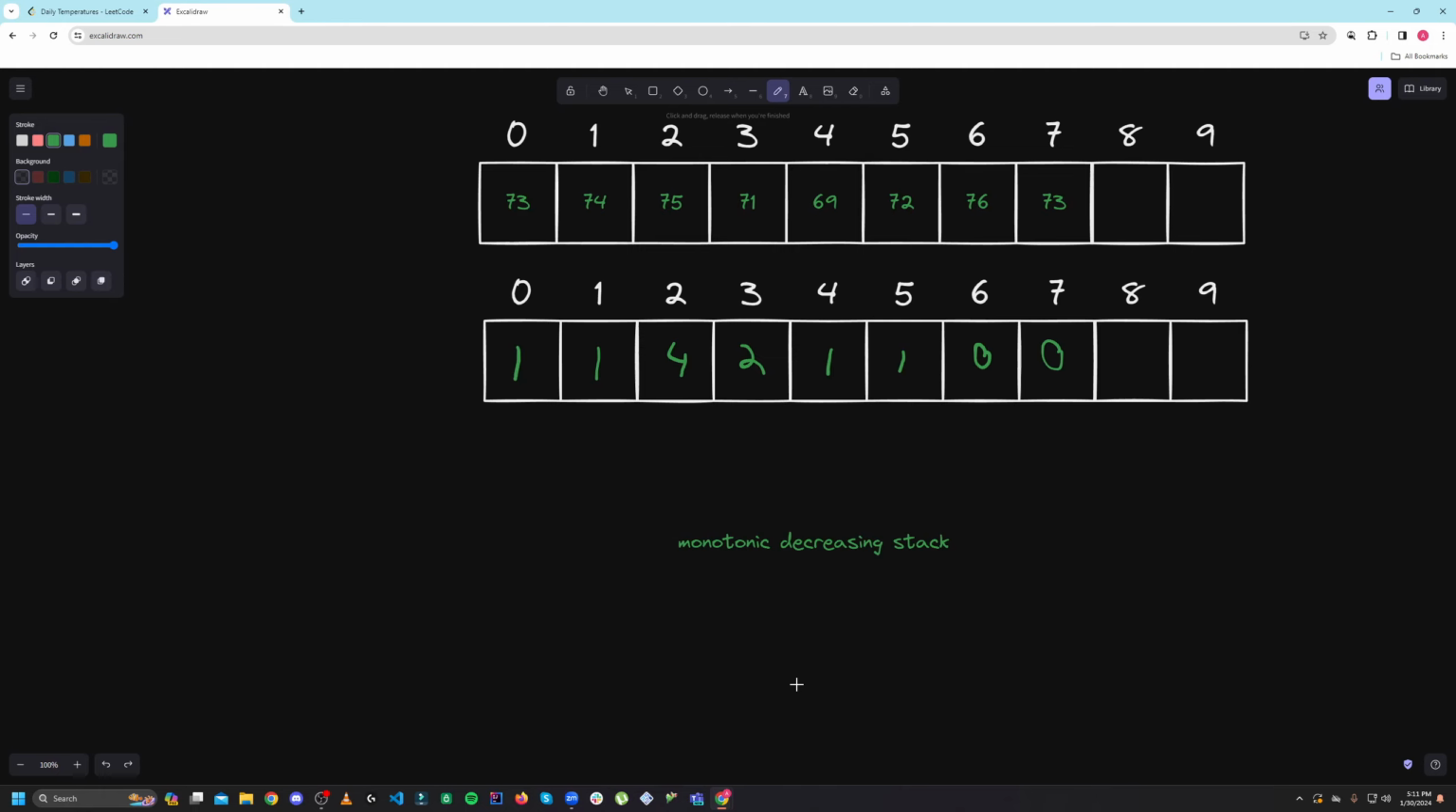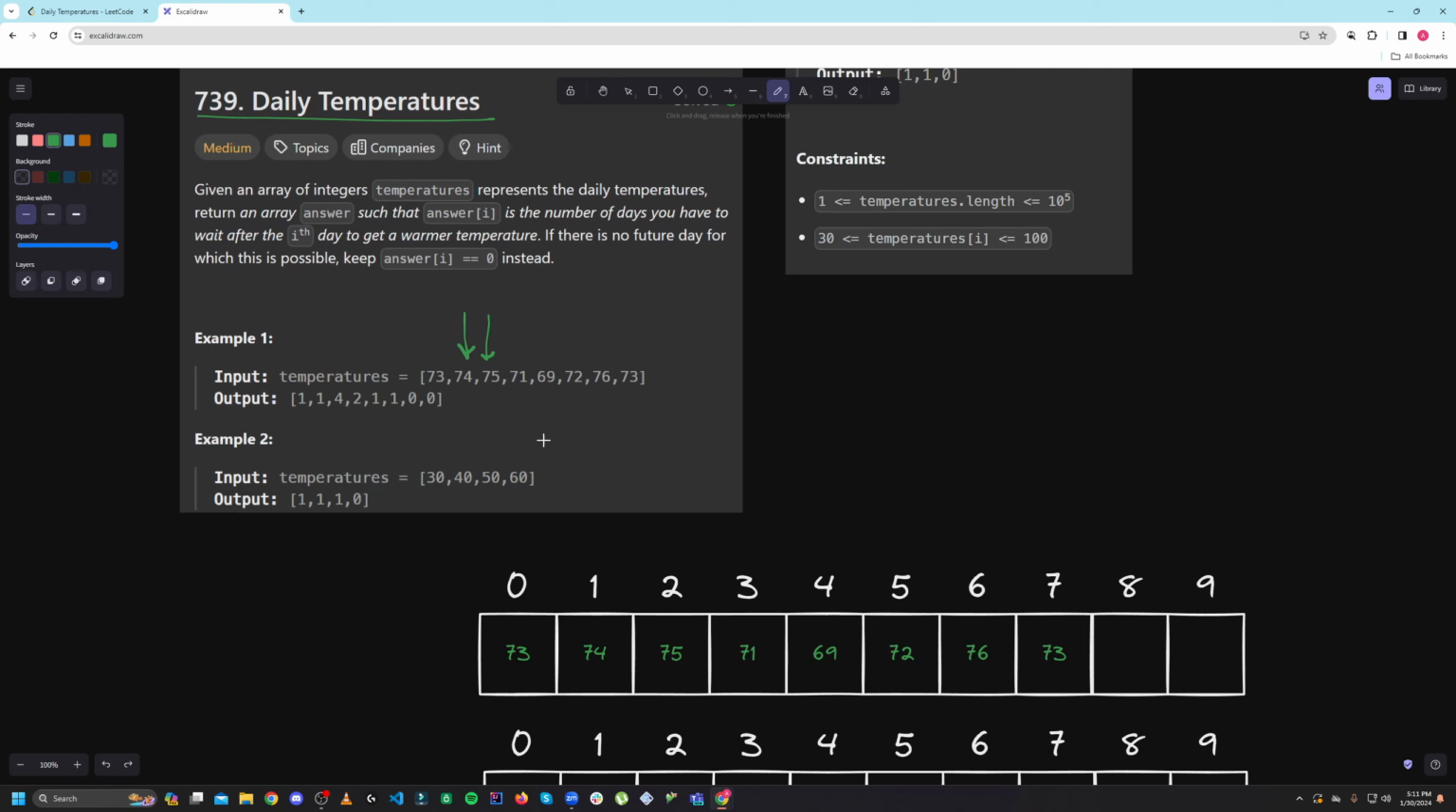So it'll be decreasing. And the other one you can have is a monotonic increasing stack. Whenever you use a stack data structure, for the most part, that's what you're going to use it for. It'll either be monotonic increasing or decreasing, and that will give you the biggest or smallest element in O(1) time because it'll just be the last element.